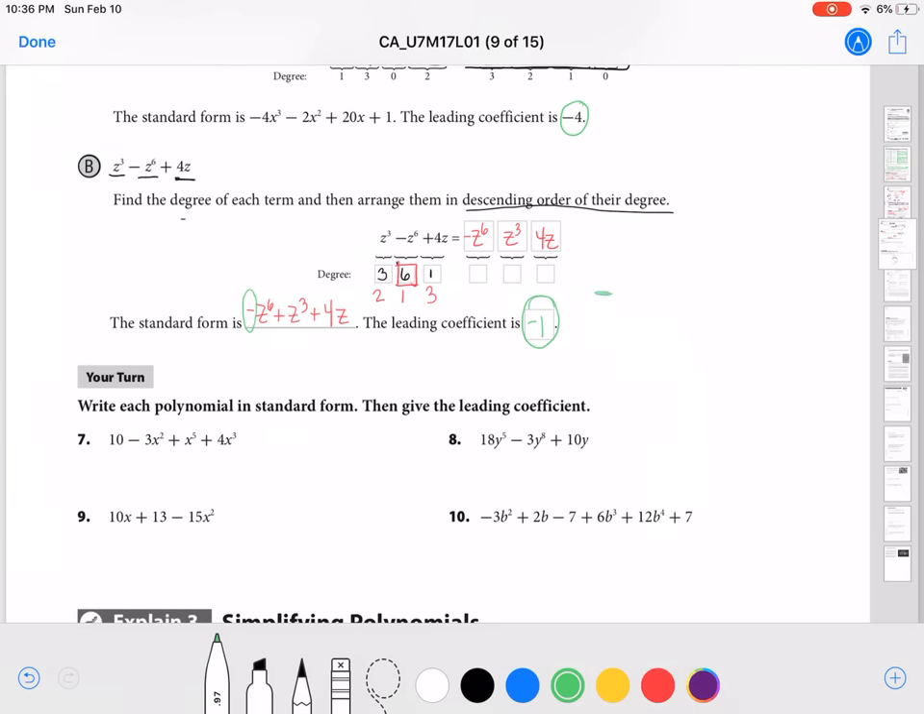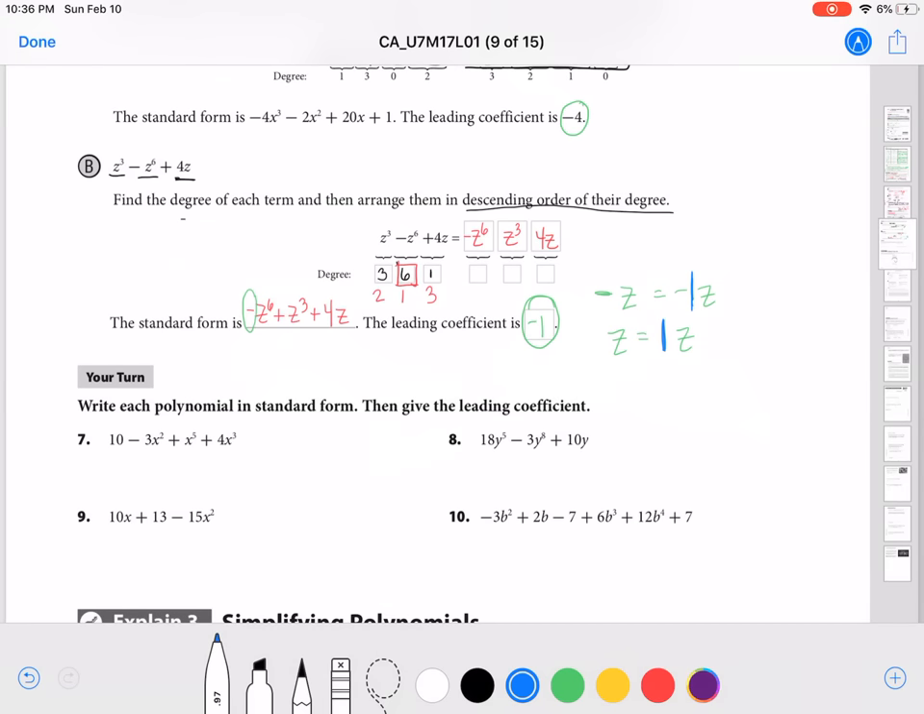Anytime there's a negative in front of a variable, or even just a variable on its own, we know that it equals 1z or negative 1z. So there's always that imaginary 1 in front of any variable without a coefficient greater than 1.